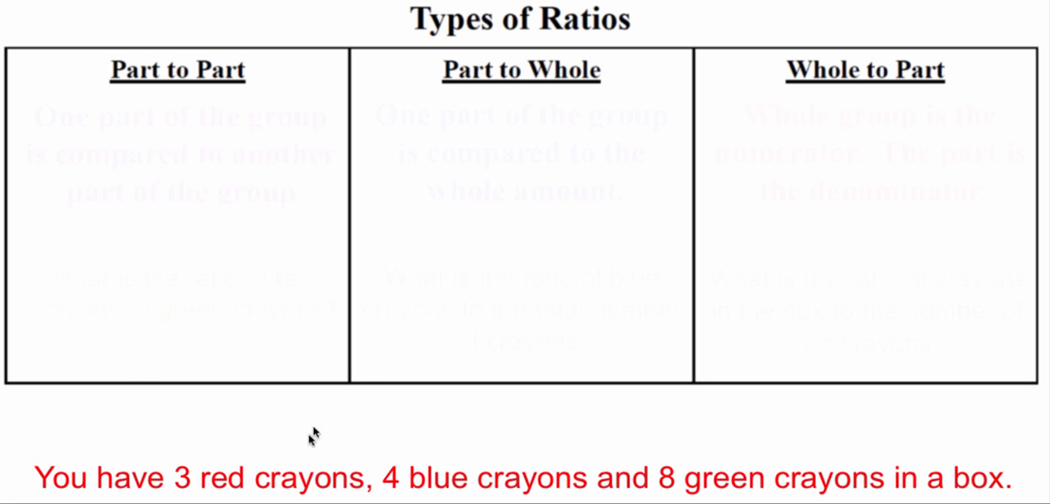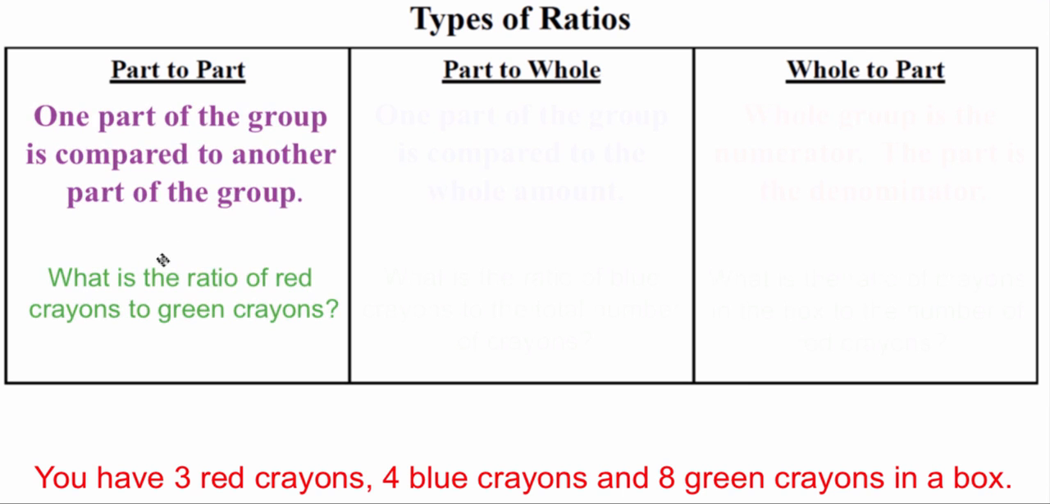All right, so we talked through basic ratios, but now we're going to talk about different forms of a ratio. One is something called part to part. So go ahead and jot this table down, and we're going to fill in a quick definition and an example for each one of these. So a part to part means one part of the group is compared to another part of the group.